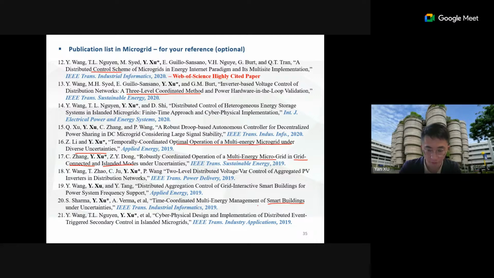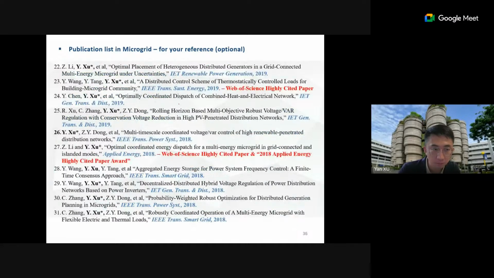Smarter buildings, we also have this work, and this work is a joint work between myself and my visitors from IIT Delhi. Okay, back to 2019. At that time, I visited IIT Delhi for a week. After that, we completed this joint work, and students visited my group for 1 year. So that is my collaboration with our Indian colleagues before.